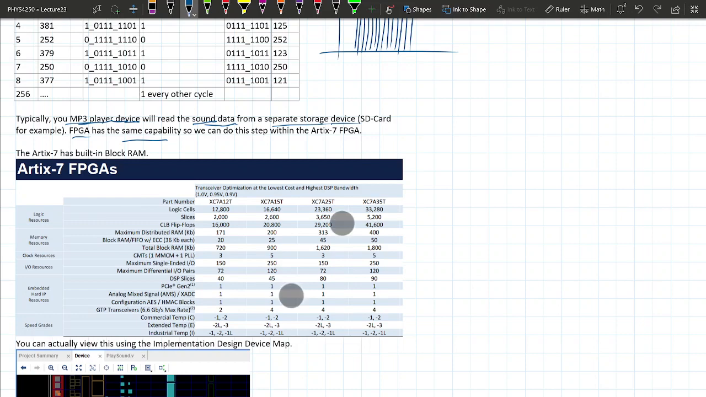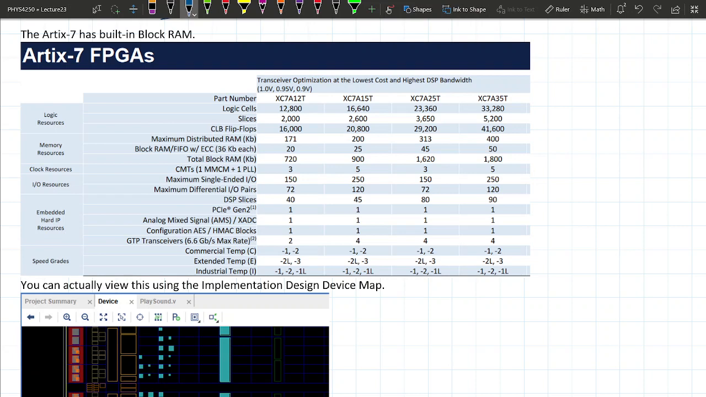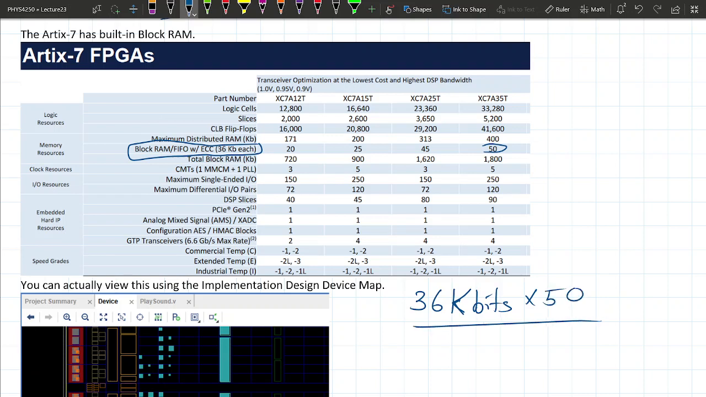If you go look up the spec sheet for our FPGA, which is the XC7A35T, it has these things called block RAM. Each block RAM is 36 kilobits. I'm going to write the bits out, so don't mix it up with bytes. And we have 50 of them inside this device.